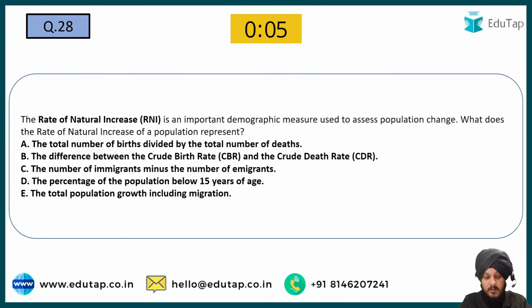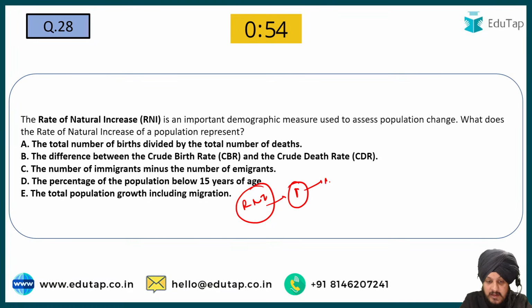Yes. So question number 28, what it is asking is about the rate of natural increase. So when we talk about the rate of natural increase, right, what does it measure? It basically measures the growth of the population because of natural factors, right? Which is primarily the birth rate and the death rate, right? So when we calculate the natural rate of increase, it is nothing but the difference between the crude birth rate and the crude death rate.